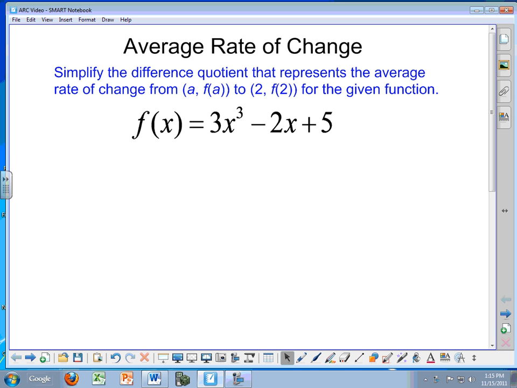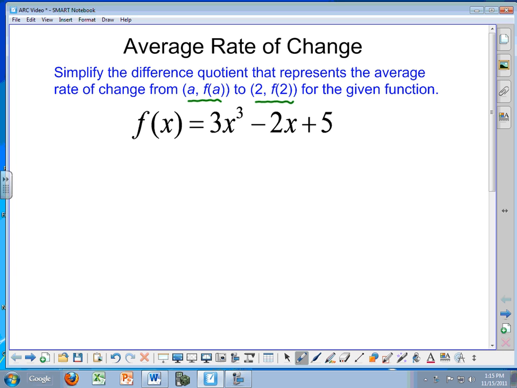Today we're talking about the average rate of change, and in this case we're trying to simplify the difference quotient that represents the average rate of change from an untethered point to a tethered point. In this case the tethered point is the point 2 comma f of 2, as we see here, and the untethered point a comma f of a, average rate of change being the slope. So we'll write that difference quotient out in a minute.